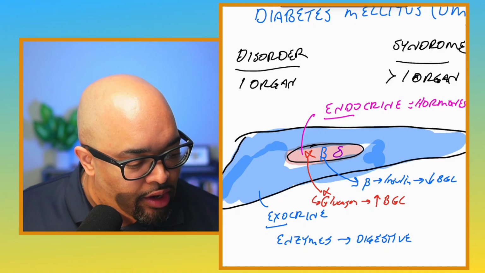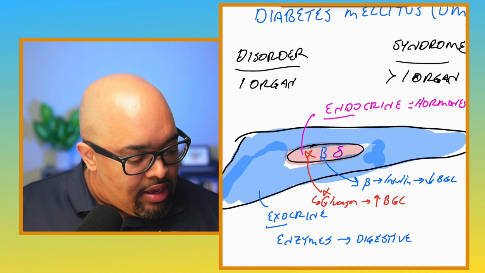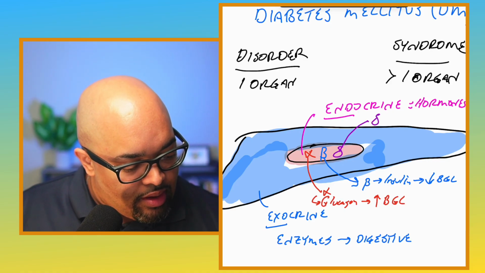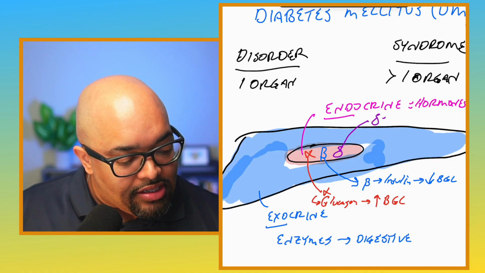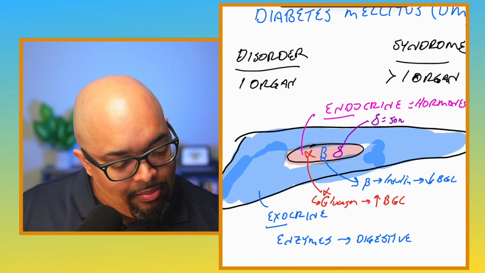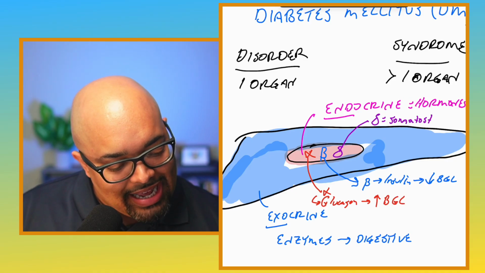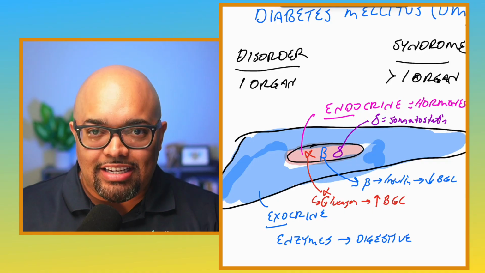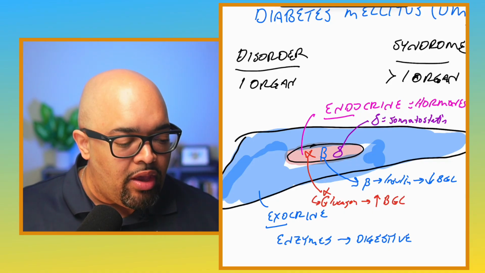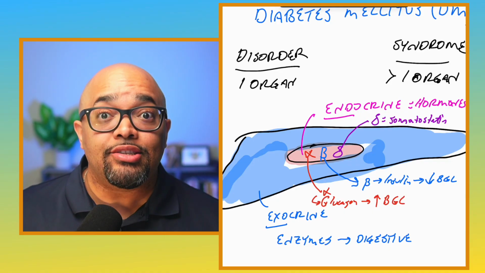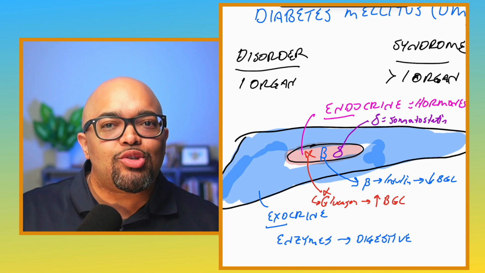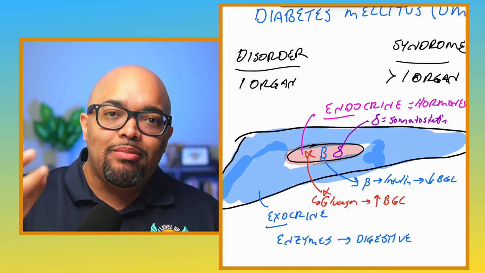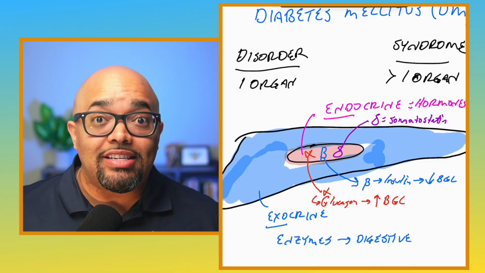And then the final cell that gets produced, these delta cells, they release something called somatostatin. Okay, say it with me. Somatostatin. What is somatostatin? Somatostatin is a hormone that's basically the kill switch for the body. When you need to slow things down, the body naturally releases somatostatin.